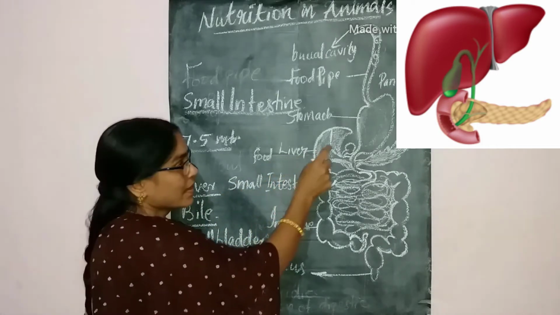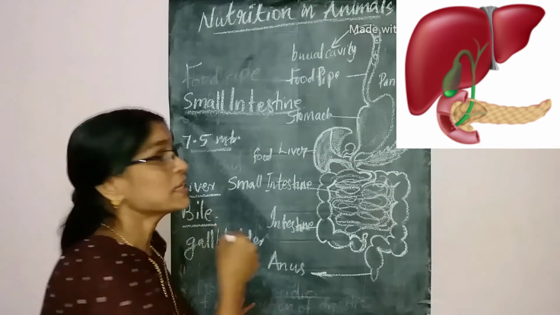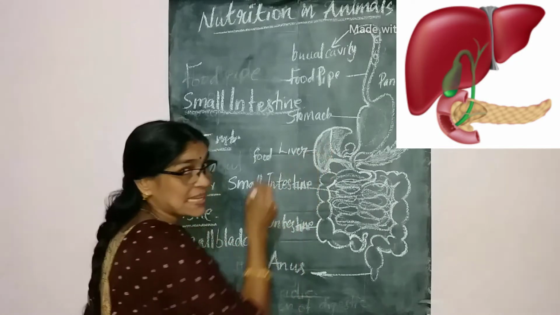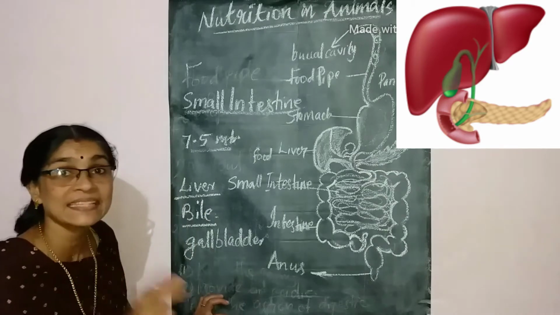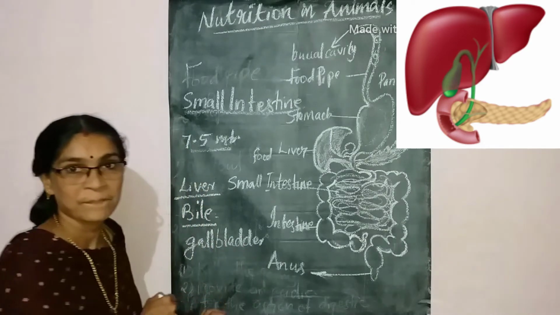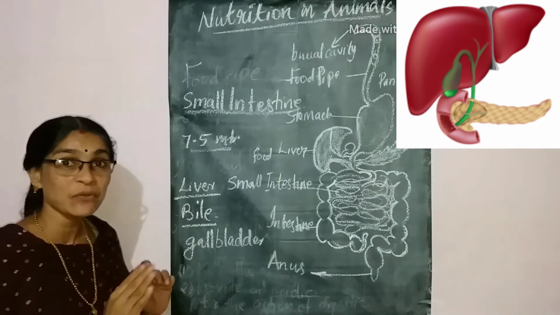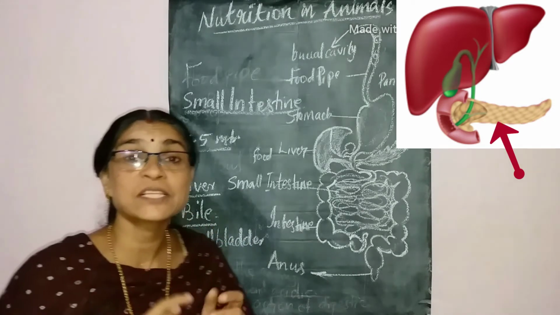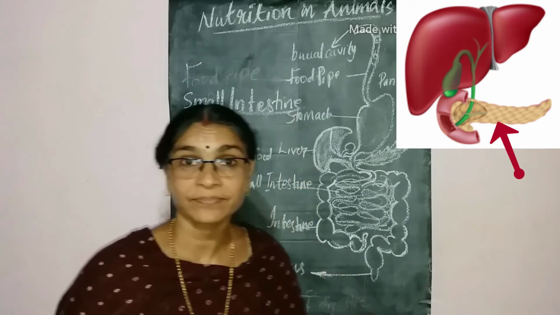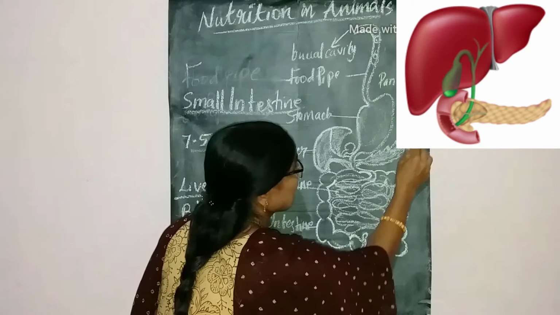Students, the liver is the largest gland in our body, reddish brown in color, and it produces a secretion called bile, which is stored in a sac-like structure known as the gallbladder. The bile juice plays an important role in the digestion of fats. What is the main function of bile? Bile plays an important role in the breakdown of fat molecules inside the food.